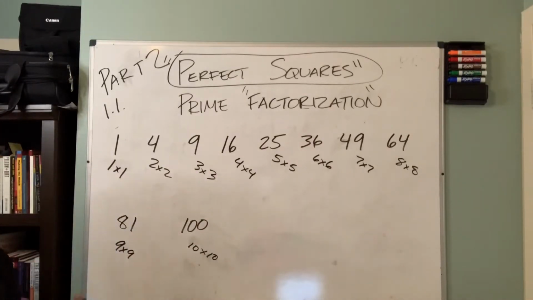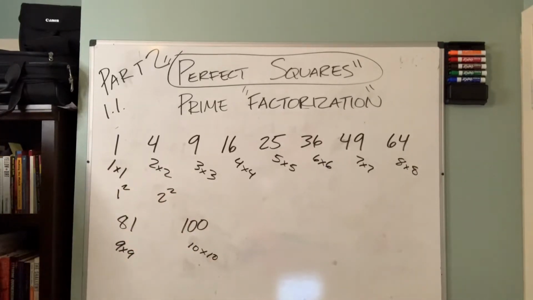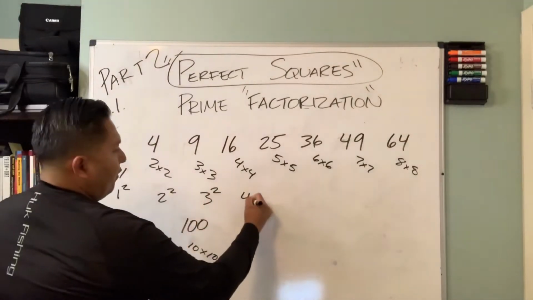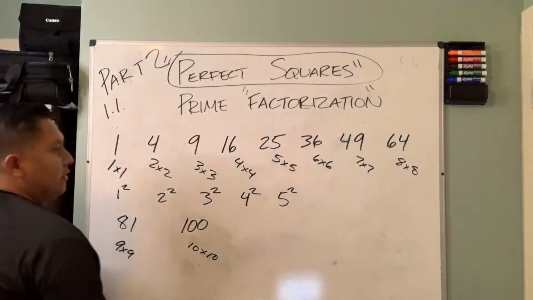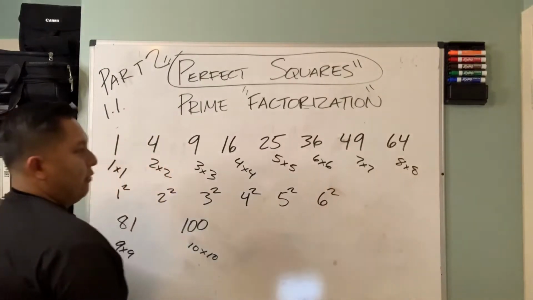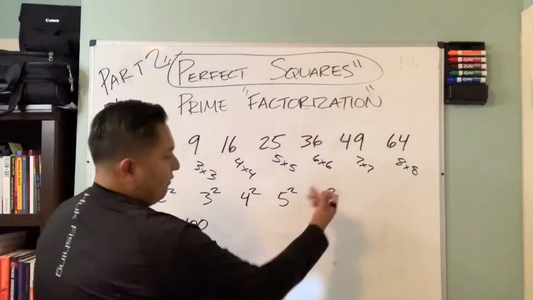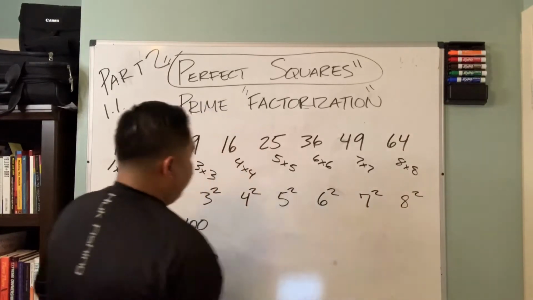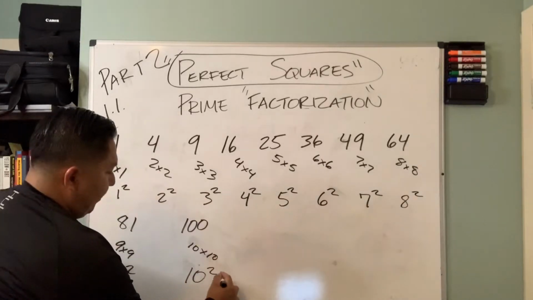In other words, guys, 1 squared is going to be a perfect square. 2 squared is a perfect square. 3 squared is a perfect square. 4 squared is a perfect square. 5 squared is a perfect square. 6 squared is a perfect square, because again that's your exponent, squared, 6 to the power of 2. 7 squared is a perfect square. 8 squared is a perfect square. 9 squared is a perfect square. And 10 squared is a perfect square.